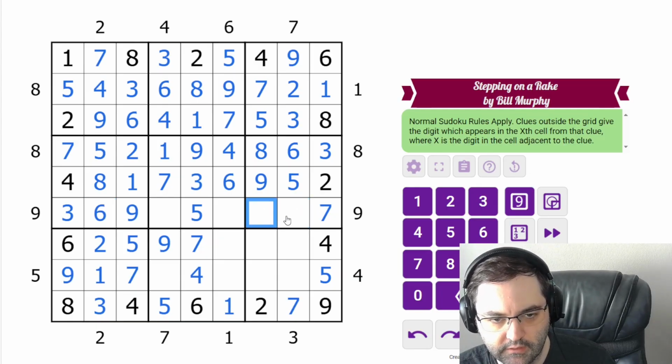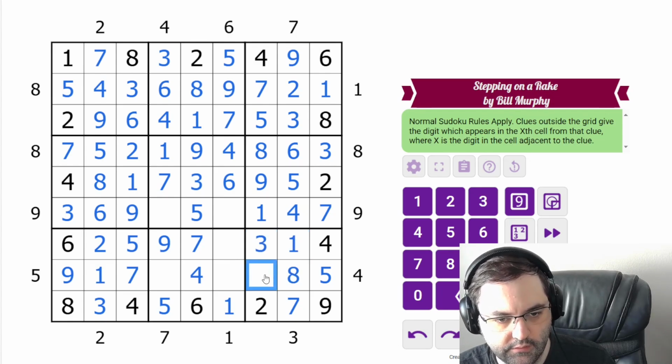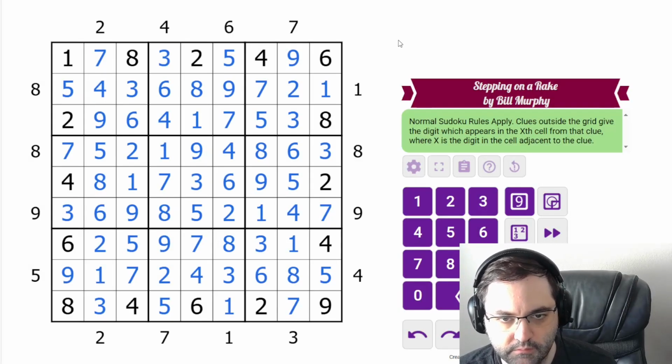So this can't be 6 or 3 in the column. It must be the 1. This is 4. These are 1 and 8. These are 3 and 6. 8. 8, 2. 3 and 2. That's the solution.